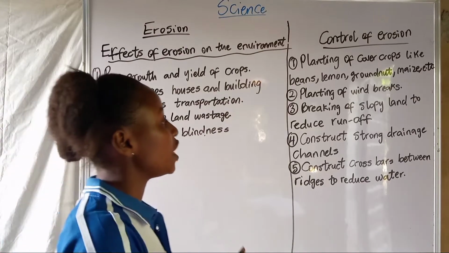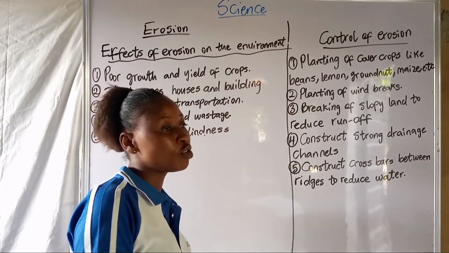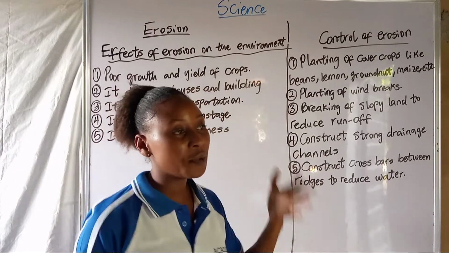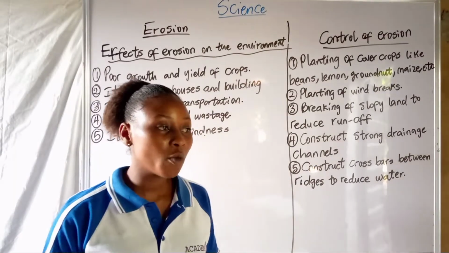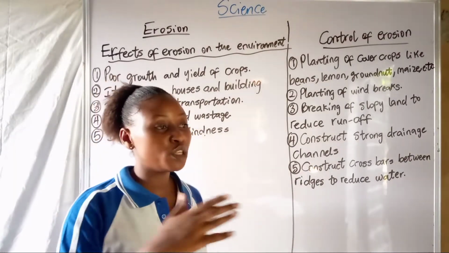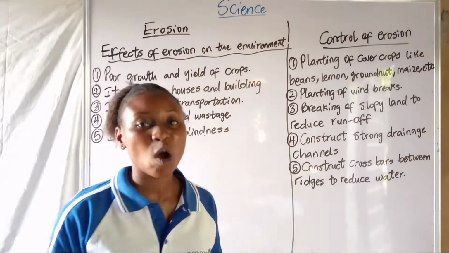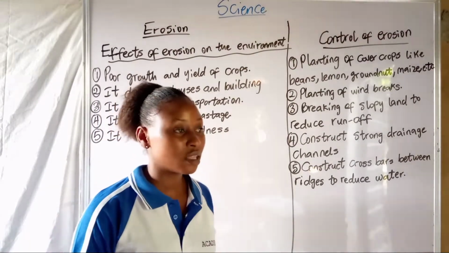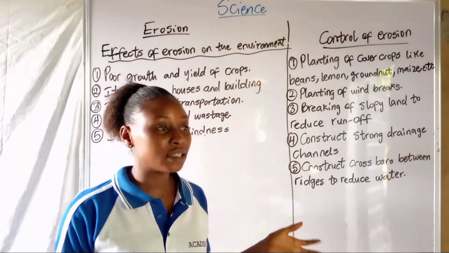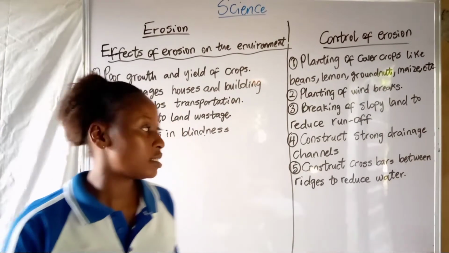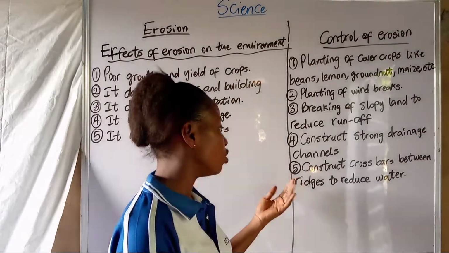The third aspect is breaking of sloping land to reduce runoff. The sloping land around the area, when you break it, helps to reduce runoff, that is, excess water that is there at that moment. So when you break those sloping lands, excess water won't be stored in one place. So that's where erosion can be controlled.